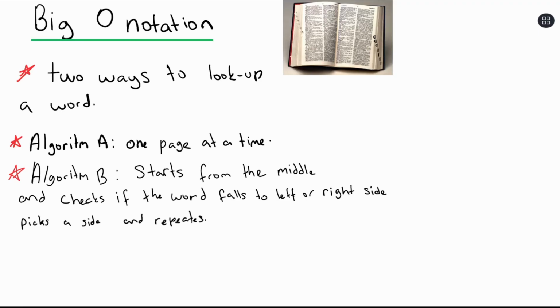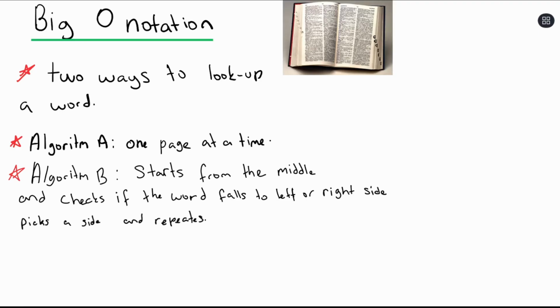Now, algorithm B starts from the middle. So we would just open up the book in the middle section and see if the word that we're looking for is on the left or the right side of the middle. Now, we said the word starts with D. So in this case, it would be on the left side if we open the dictionary right in the middle. And we keep doing that.